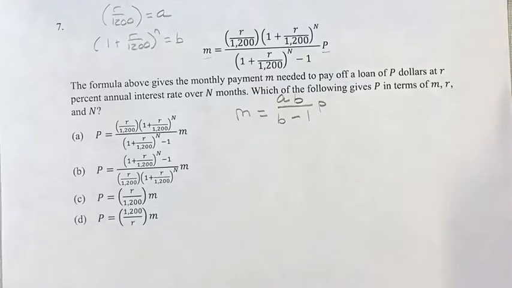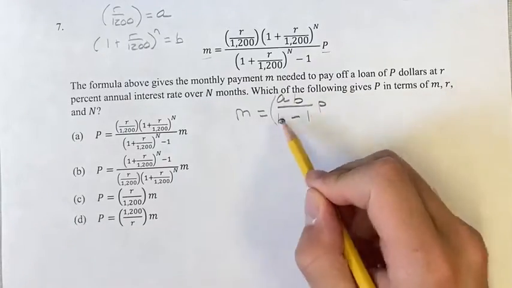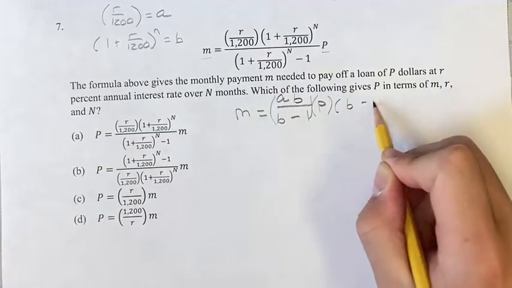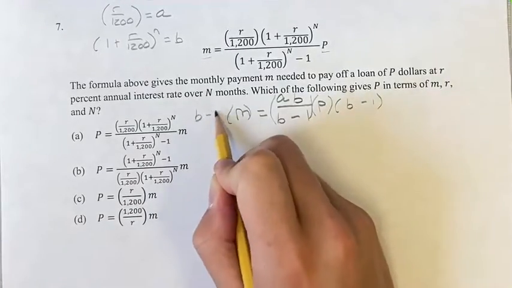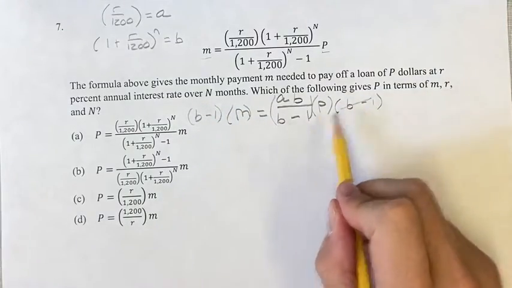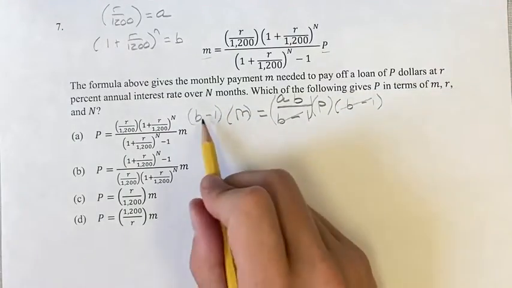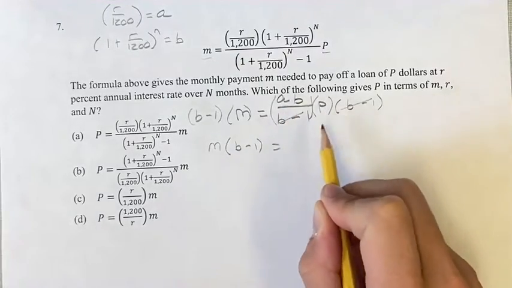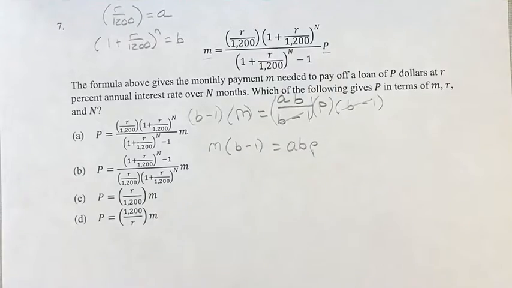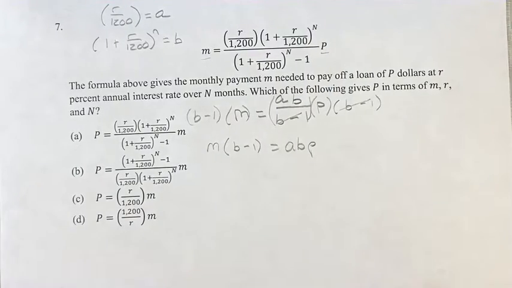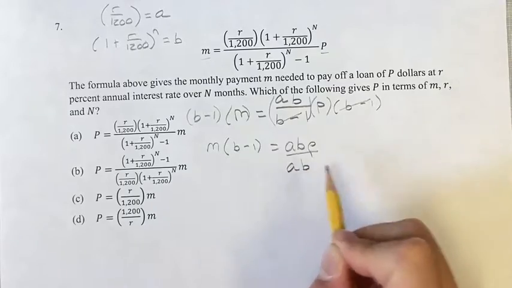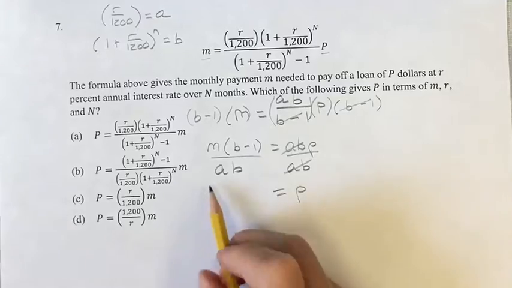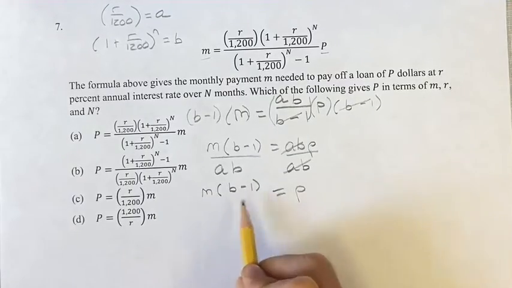So how do we want to get p alone? Well, if we get rid of this denominator, we can multiply both sides by b minus 1, because this will cancel, and we're left with m times b minus 1 is equal to abp. Again, we want to get p on its own, so if we divide by ab, these cancel, and we're left with p is equal to m times b minus 1 over ab.